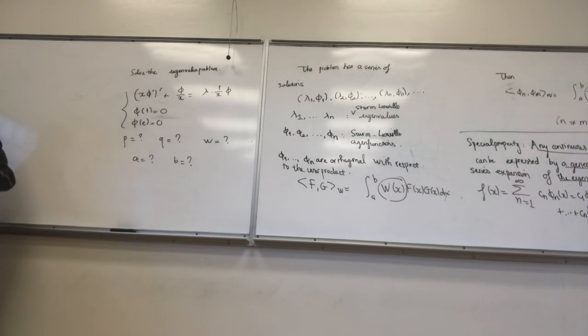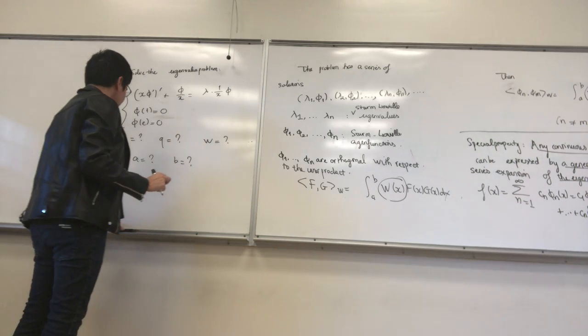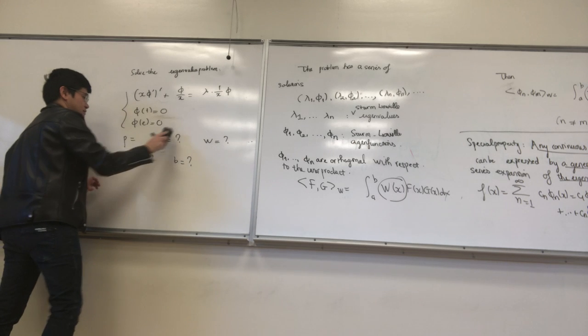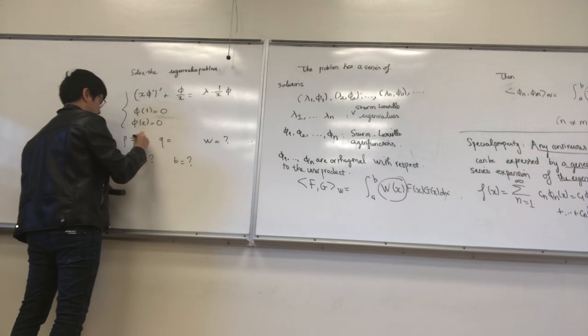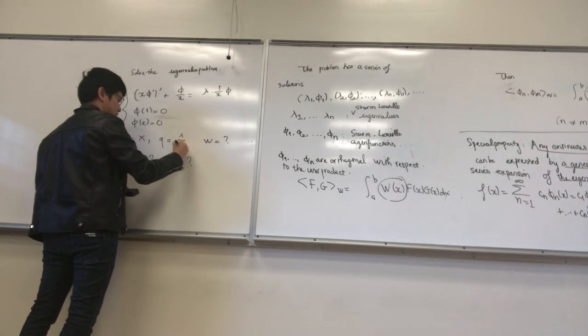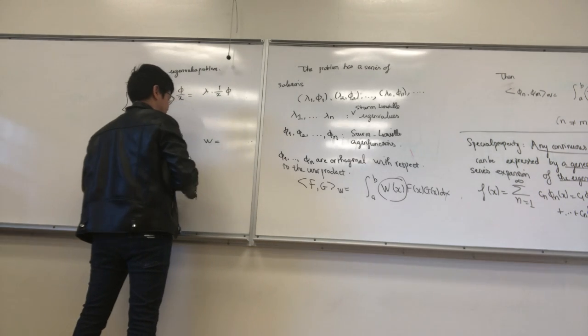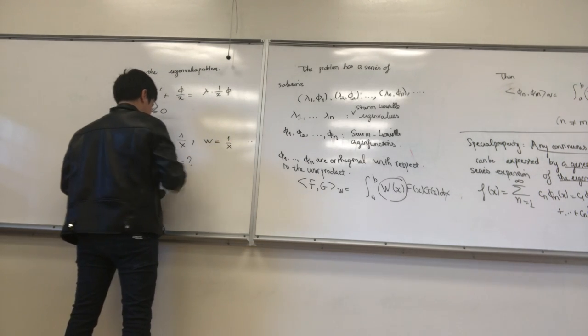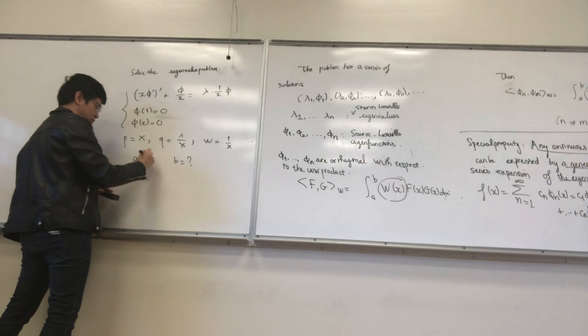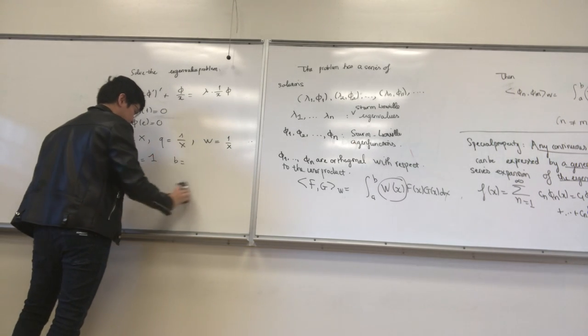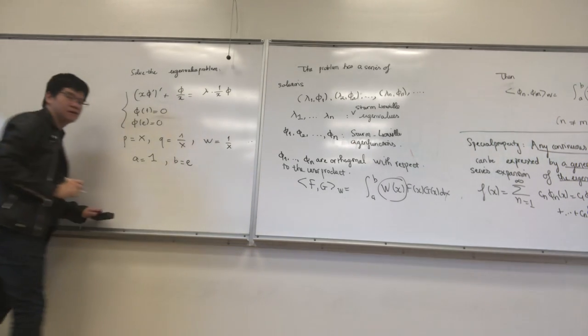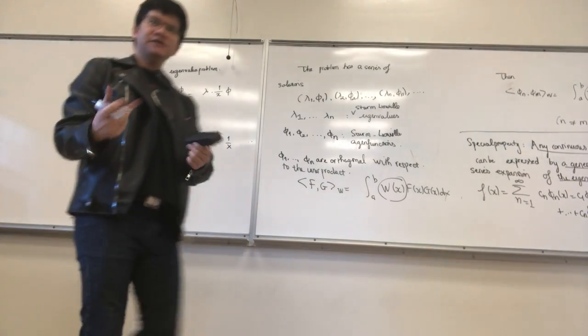P is x, q is 1 over x, w is 1 over x, a is 1, and b is e. Right. So in this case, you have p is x, q is 1 over x, a is 1, and b is also e. Right?